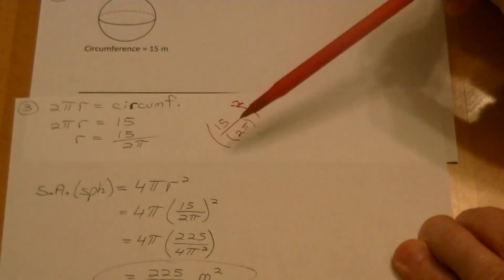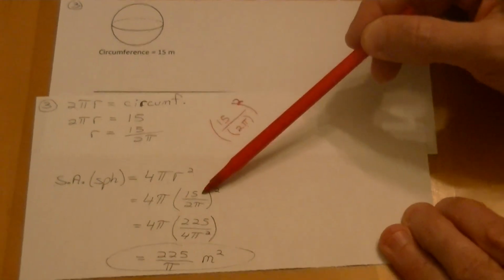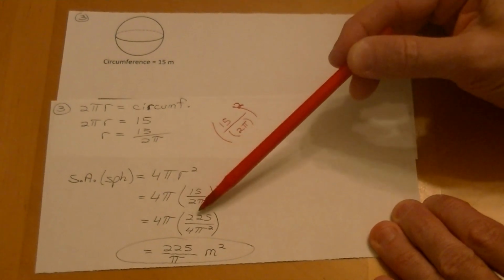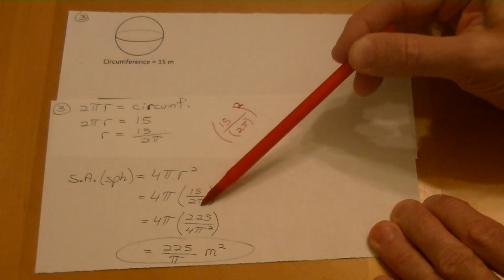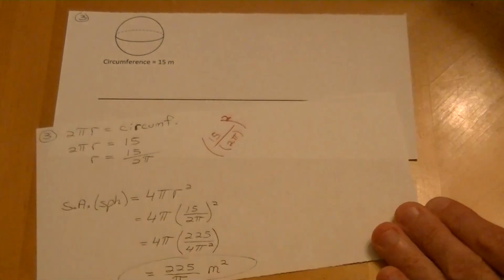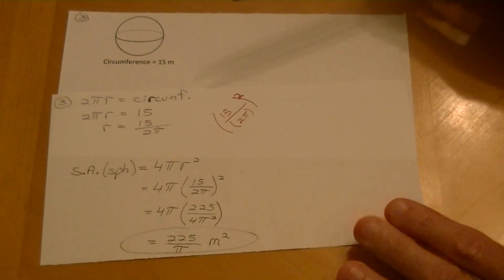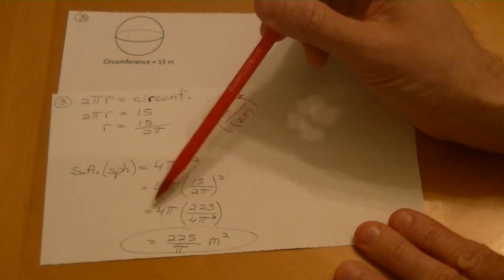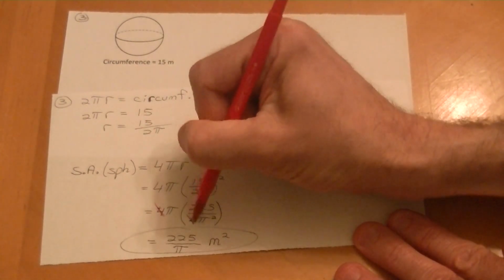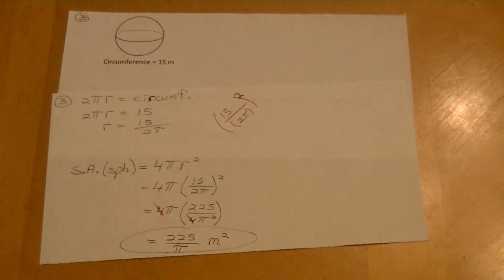4 pi r squared is the formula. There's the radius, 15 over 2 pi. So again, I square the numerator, 225. Square the denominator, 2 pi squared is 4 pi squared. Numbers work out nicely here. The 4's cancel. A 4 in the numerator and a 4 in the denominator cancel.